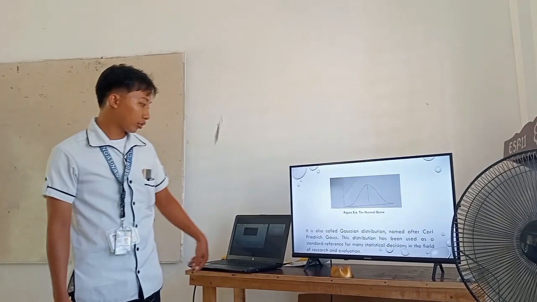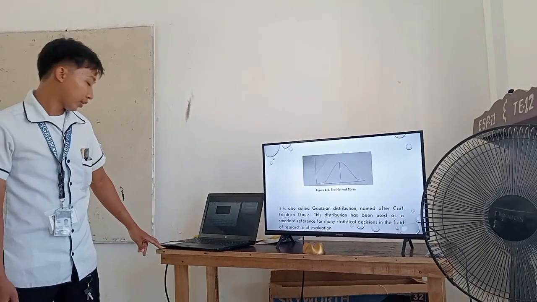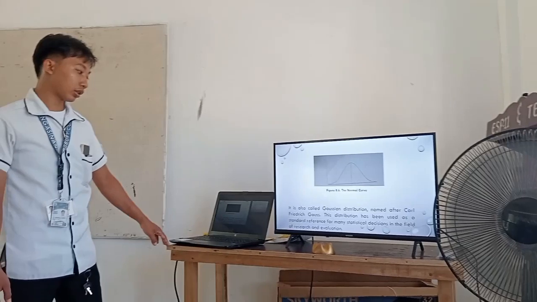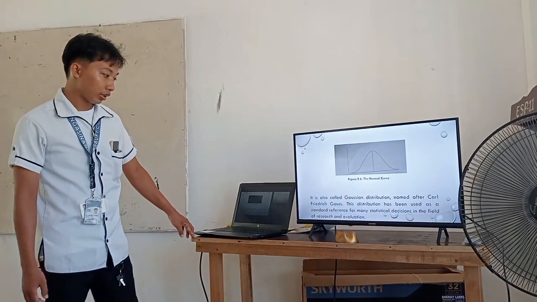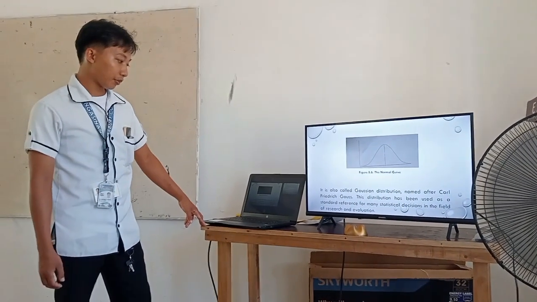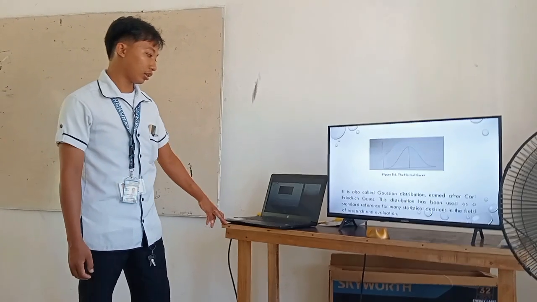So, ito po yung illustration ng normal curve. It is also called Gaussian distribution, named after Carl Friedrich Gauss. This distribution has been used as a standard reference for many statistical decisions in the field of research and evaluation.